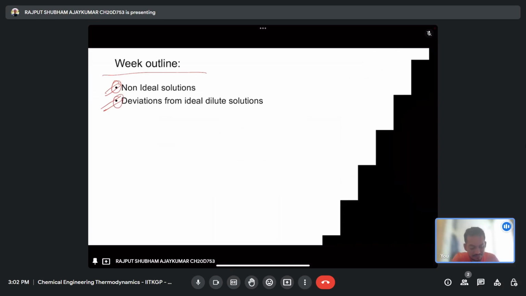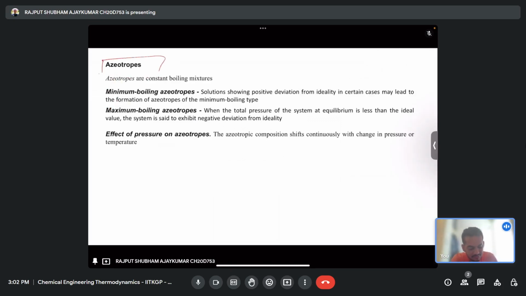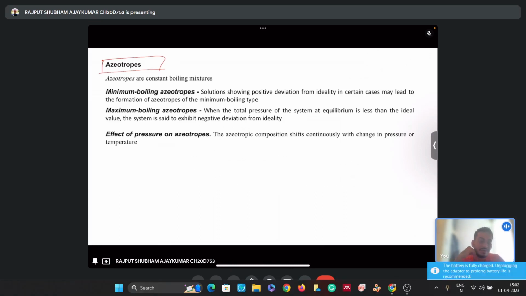The first thing that came to mind from last week was the azeotropes. We'll go through some of the contents, then start solving some numericals. I am focusing on the azeotrope because this topic was covered in week 8, but we did not put much emphasis on understanding the concept of what an azeotrope is.